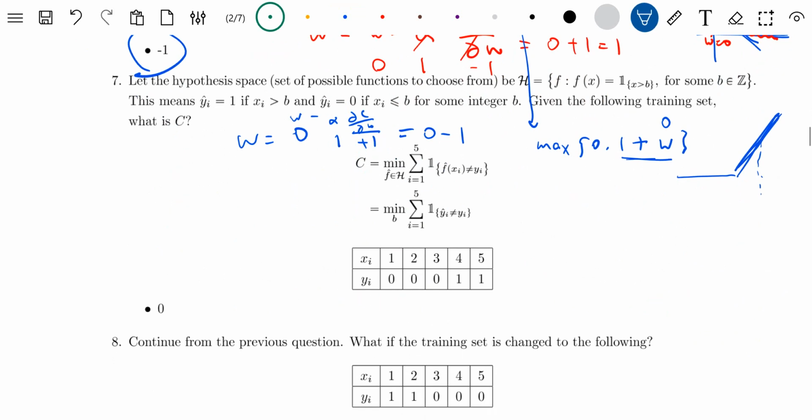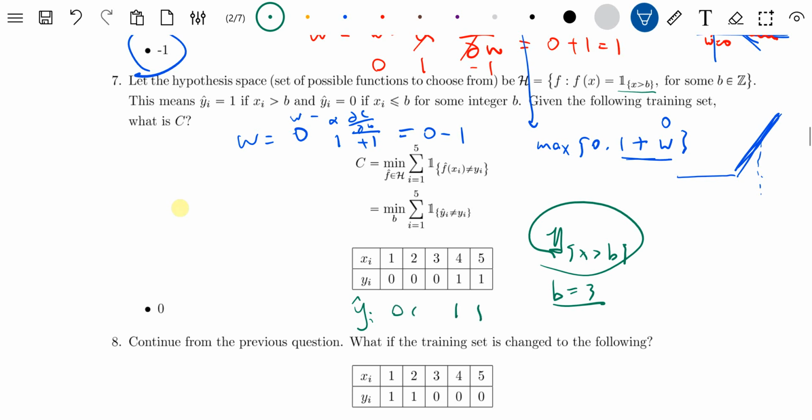The next question is just a fancy way of saying we don't have weights, we only have a bias term. So we're just trying to fit functions like this. For example, if b is 3, then let's have a row for y hat. Anything above 3 will be classified as 1, so these are 1 and these are 0. Everything is classified correctly, so the accuracy is 100%.